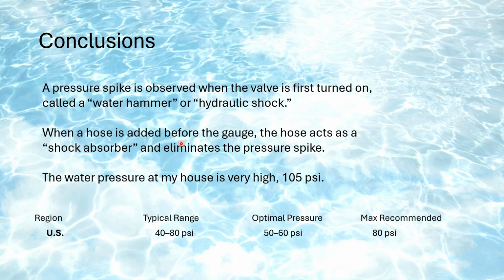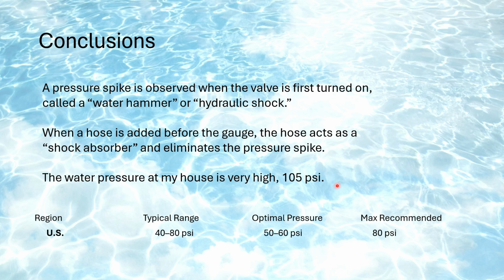So what kind of conclusions can we get out of this? A pressure spike is observed when the valve is first turned on. It's called a water hammer effect, or a hydraulic shock, due to the momentum of the water and the pressure wave moving throughout the system. The second thing we observe is that when a hose is added before the gauge, the hose acts as a shock absorber and eliminates the pressure spike.